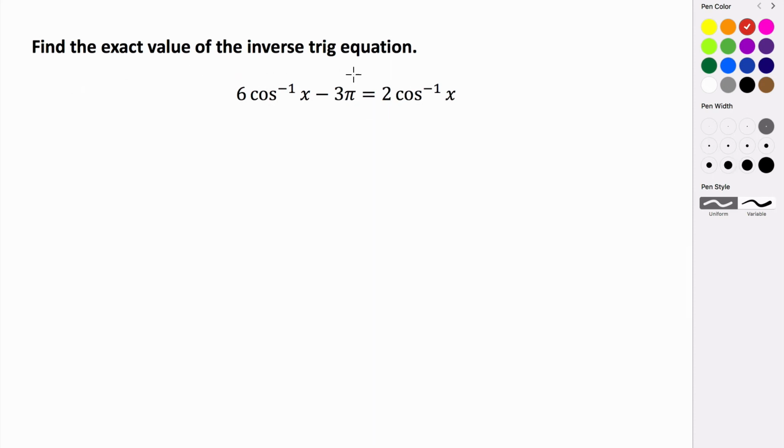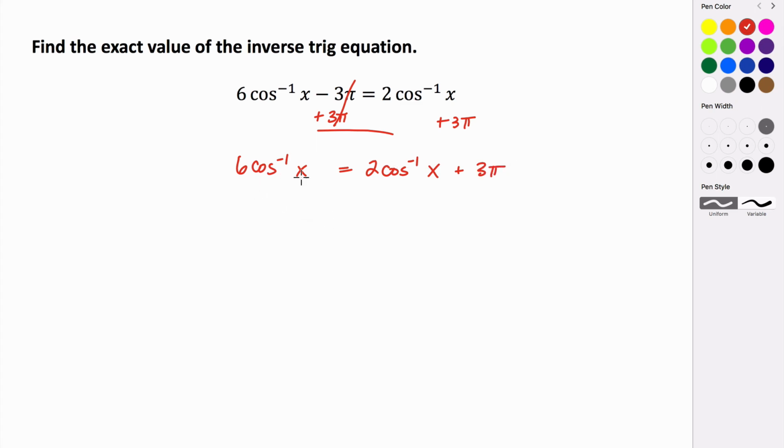In this example, we want to find the exact value of this trig equation. In this case, we have some inverse cosines on both sides, and then we have the 3 pi together with that. So our goal is to get the thing that looks like an angle measure on one side, and all of our inverse cosines on the other. So I'm going to add 3 pi first. Add 3 pi, and that's going to give me 6 inverse cosine of x equals 2 inverse cosine of x plus 3 pi.